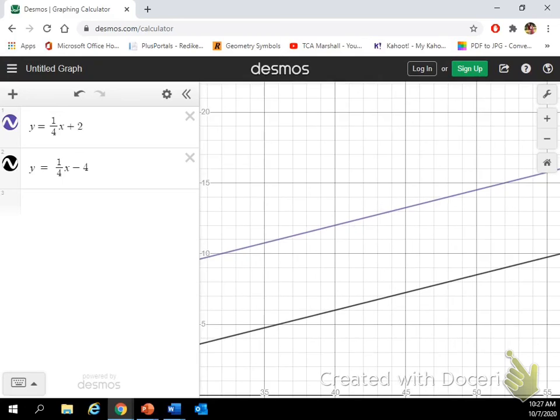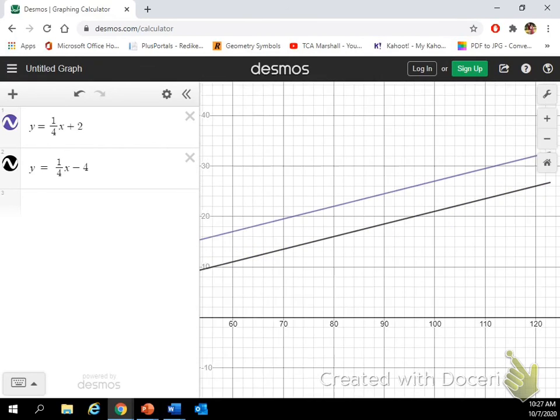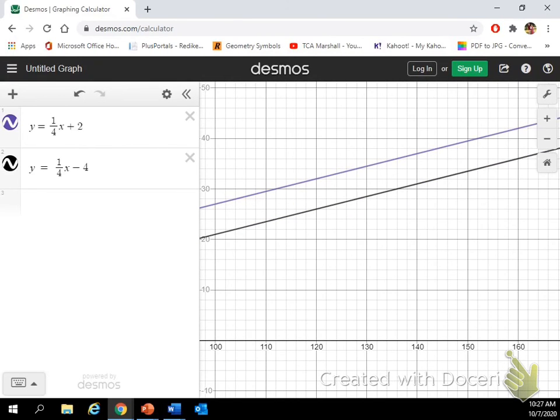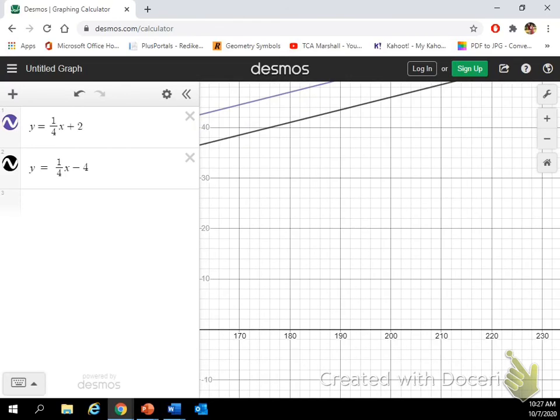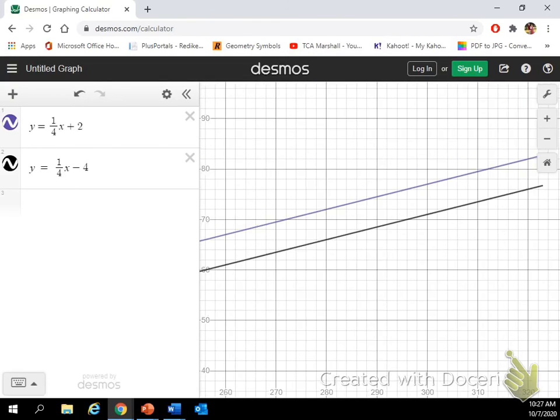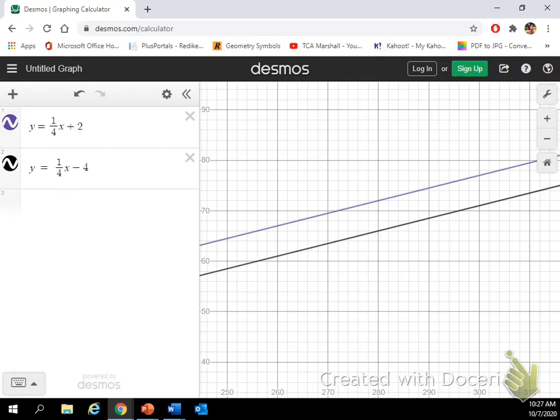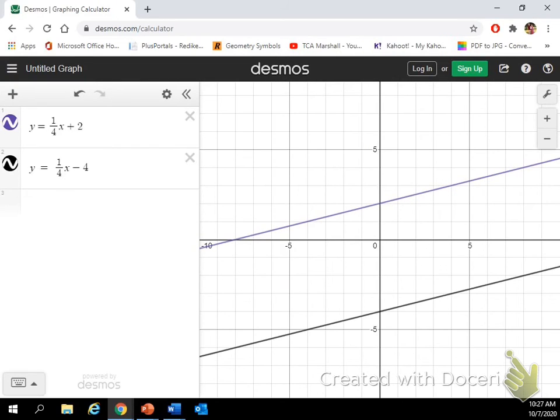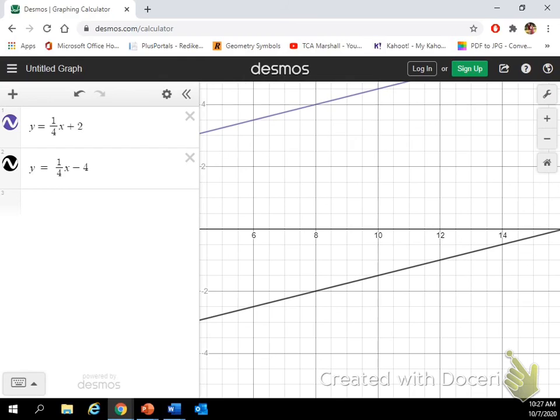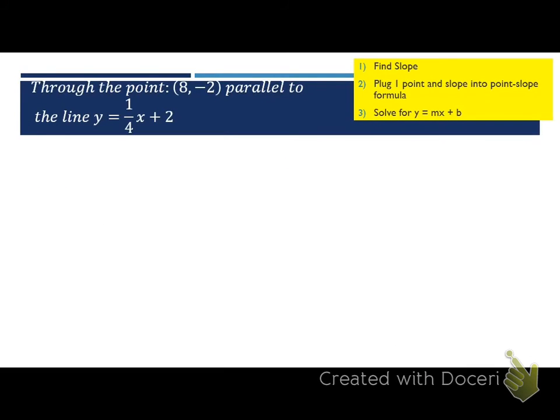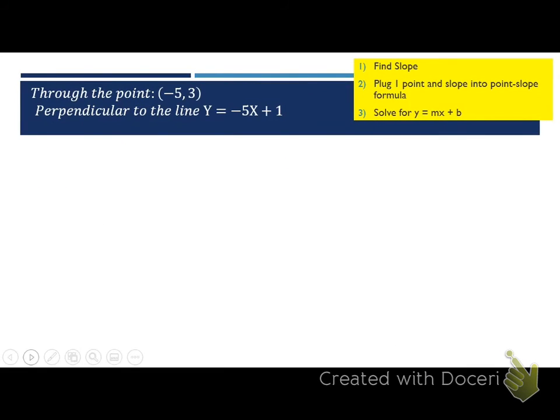I'm just going to zoom out, just so I can show you that, look at what number we are down here. We're at 150, 160, 190, 200. They're staying apart forever and ever. The other thing is what point had to be on our line? 8, -2. Let me zoom in a little bit. 8 and then -2, which is right there. Perfect. We've got one more like this, and it is the perpendicular line.